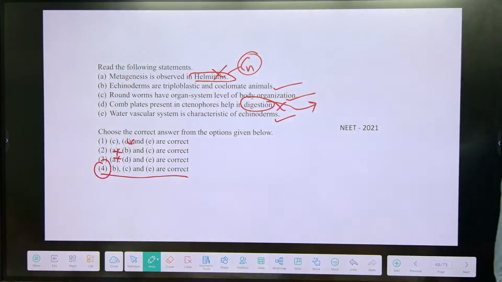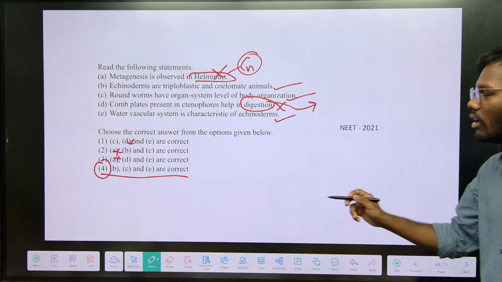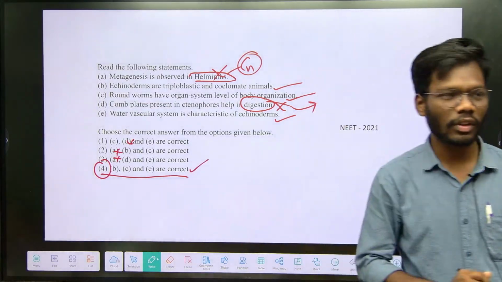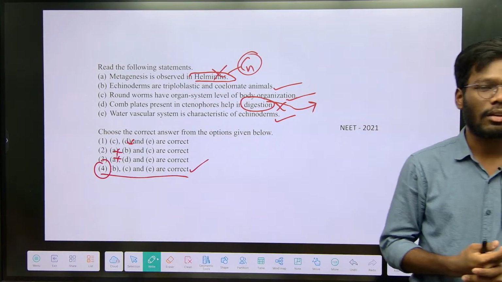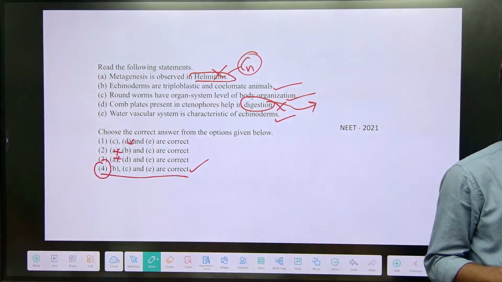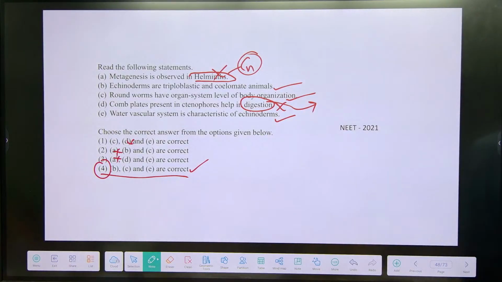So this is how we can eliminate options, and we have to do perfect guessing, right? So this is all about non-chordates and all the PYQs of non-chordates, both EAPCET and NEET. If you have any doubt, please ask. Online students, if you have any doubt, please mention in the chat box. I will reply as soon as possible, right?